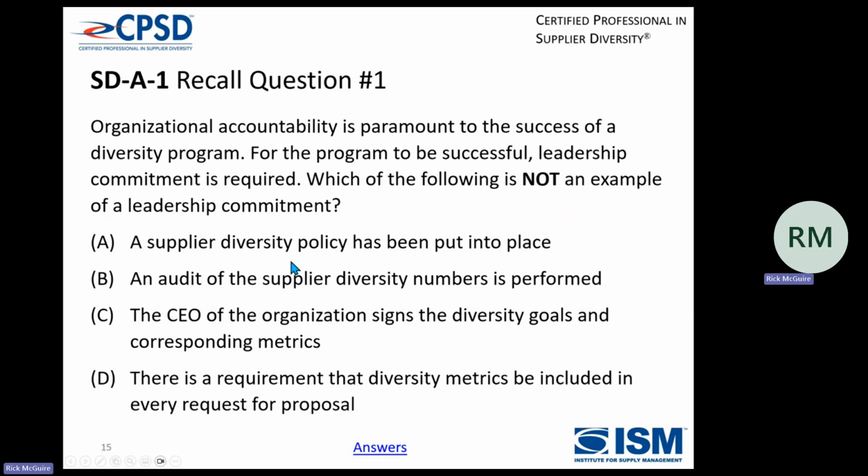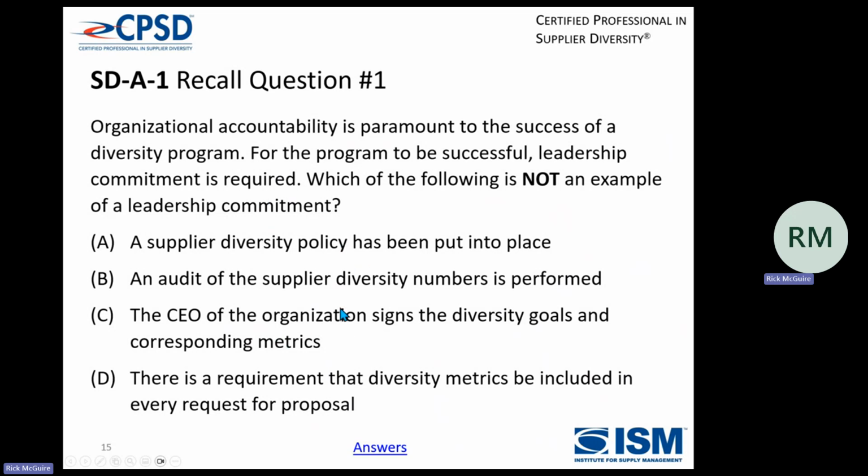Supplier diversity policy has been put into place. That is an example. An audit of the supplier diversity numbers is performed. Nope. The CEO of the organization signs the diversity goals and corresponding metrics. That doesn't look like it. There's a requirement that diversity metrics be included in every request for proposal. So which one is not an example of a leadership commitment?